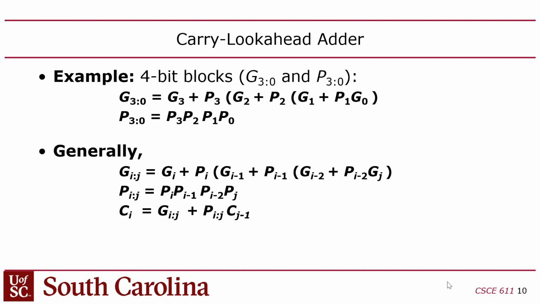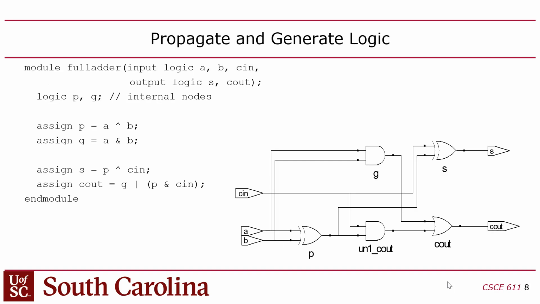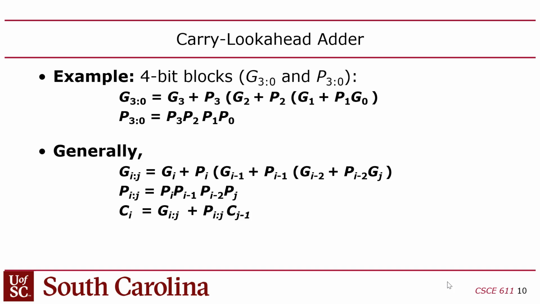you basically look at the generate from the column before you. The column before you, if it generates, then your carry-in will be 1. Or if the column before you propagates and its carry-in is 1, then you also have a carry-in. But then you can replace the carry-in from column I minus 1 with this same expression, and build it up.